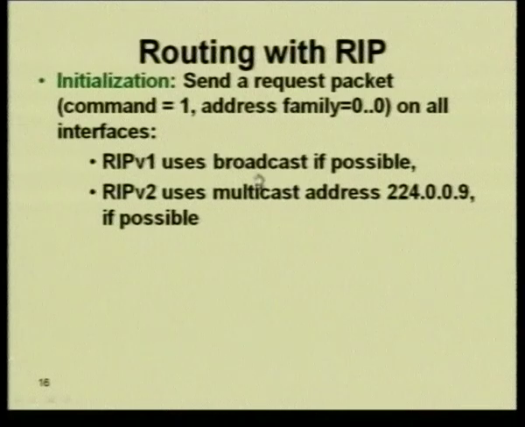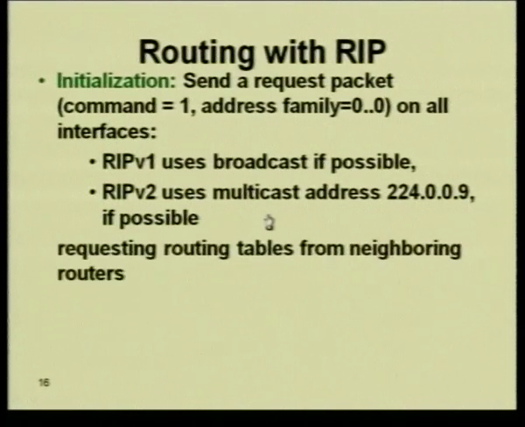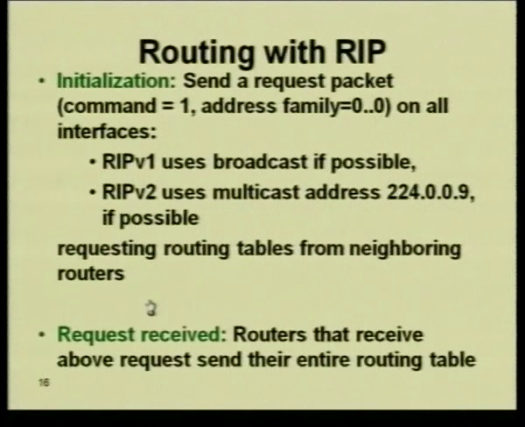So, if we look at routing with RIP, you have initialization, which basically says you send a request packet, the command field is equal to 1, address family of all zeros, and all interfaces. RIP version 1 uses broadcast if possible, RIP version 2 uses a multicast address if possible, for requesting the routing tables from neighboring routers.